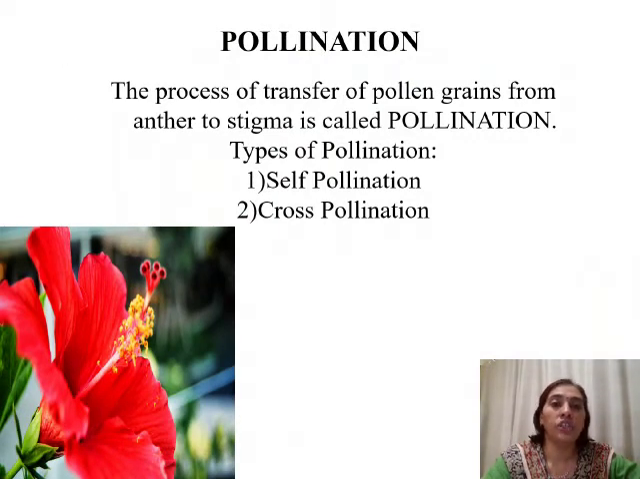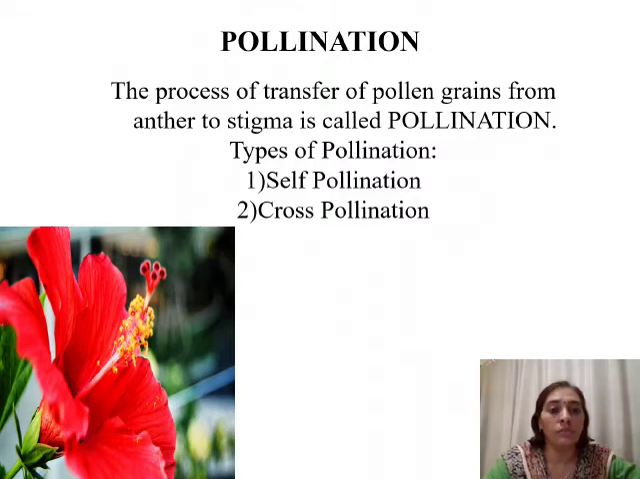Before we study sexual reproduction in plants, there is another important term that we need to understand, and that is pollination. The process of transfer of pollen grains from anther to stigma is called pollination. So just now we have seen where the androecium and gynoecium are and what they comprise of.